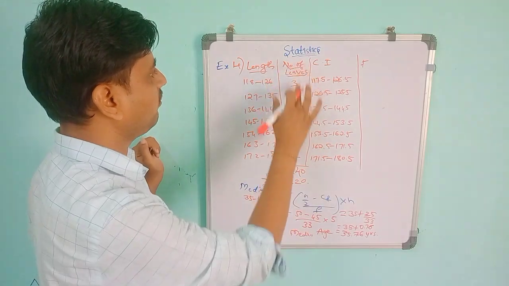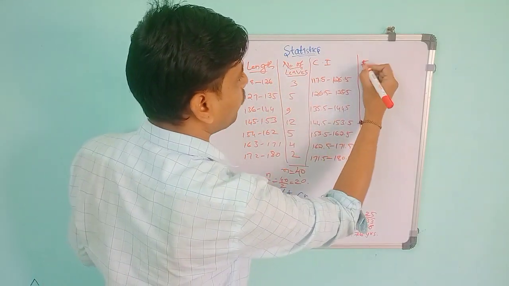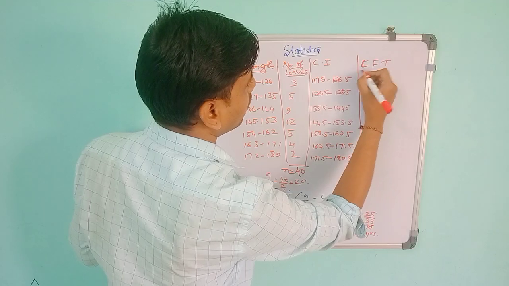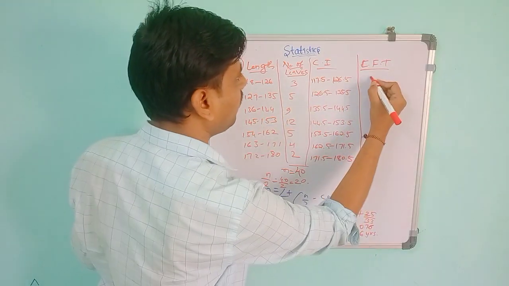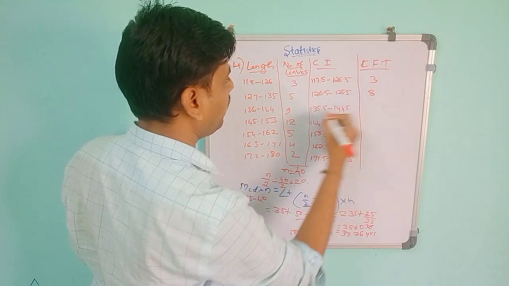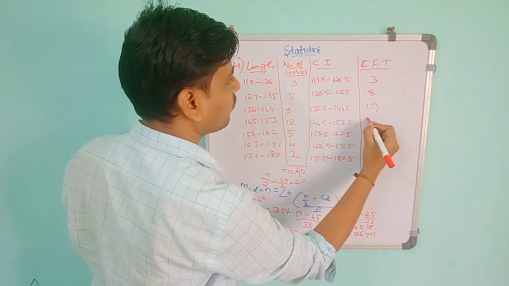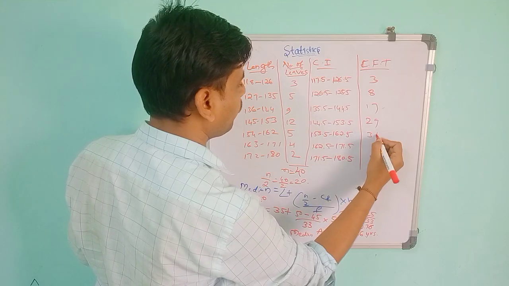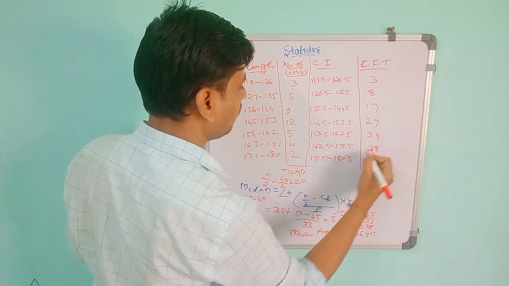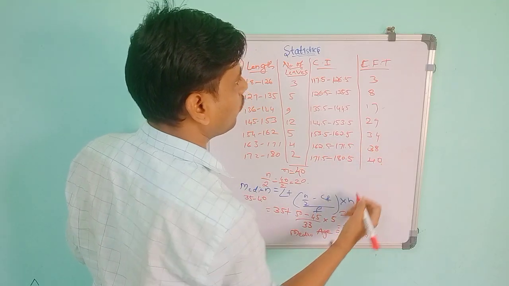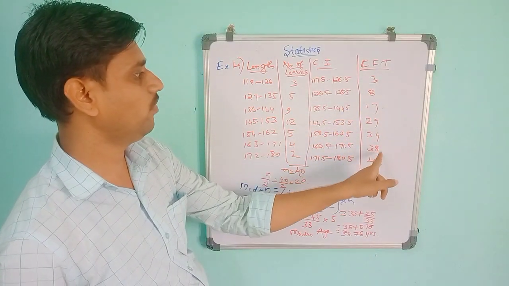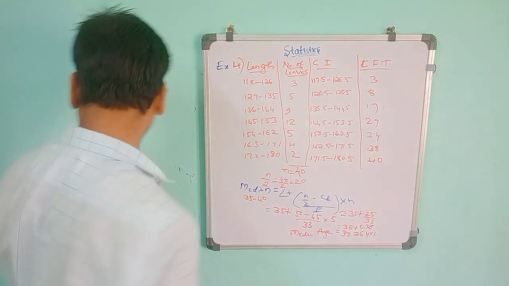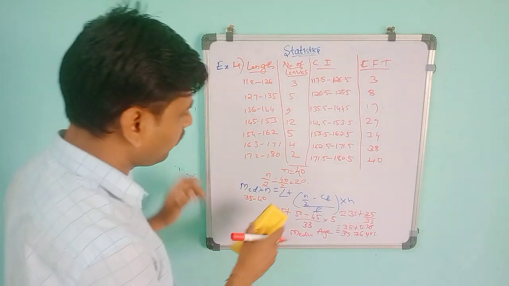But we have taken the class interval in terms of correct form. Then you have to find the cumulative frequency table. For that you take the first number as it is, 3. Then add 3 plus 5 is 8, 8 plus 9 is 17, 17 plus 12 is 29, 29 plus 5 is 34, 34 plus 4 is 38, 38 plus 2 is 40. So you got the cumulative frequency table: 3, 8, 17, 29, 34, 38, 40. Then you have to substitute the values.